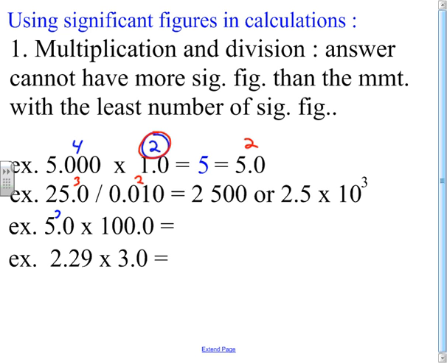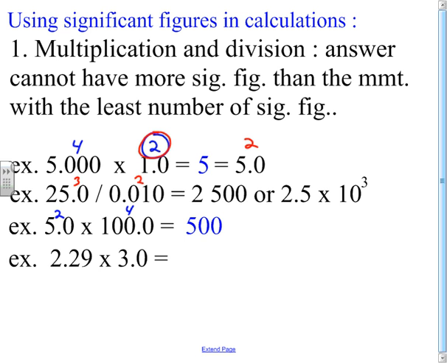This number has 2 significant figures. This number has 4 significant figures, so my answer then can only have 2 significant figures. 5 times 100 is going to be 500. The number written that way, though, only has one significant figure, the 5. The trailing zeros are not significant.